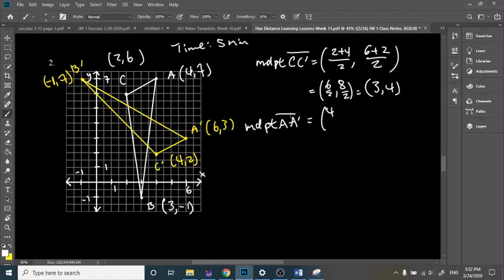Midpoint of, I don't know, A and A prime. So the x's, 4 and 6, 7 and 3. So let's see, we have 10 over 2, and we also have 10 over 2, so we get (5, 5). Okay, and just really quick thing. Okay, cool. Just wanted to check one real quick little detail.